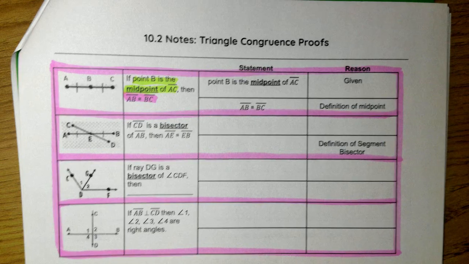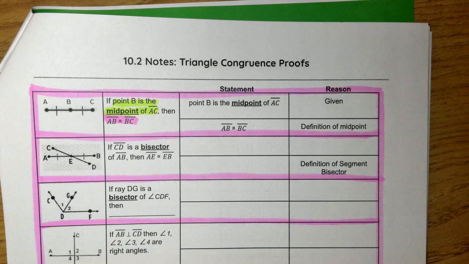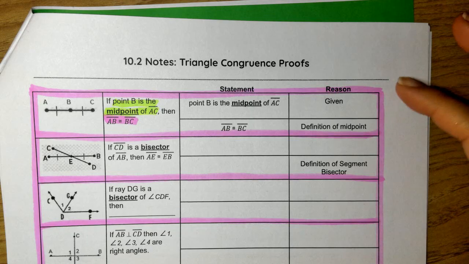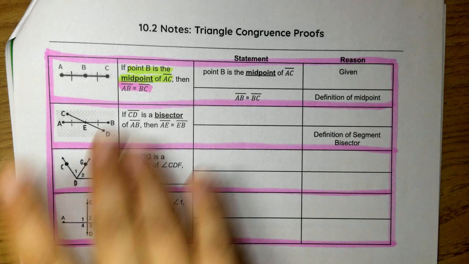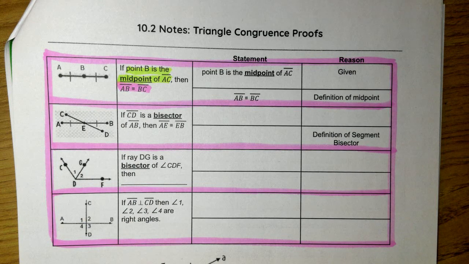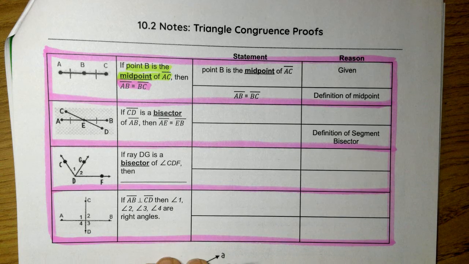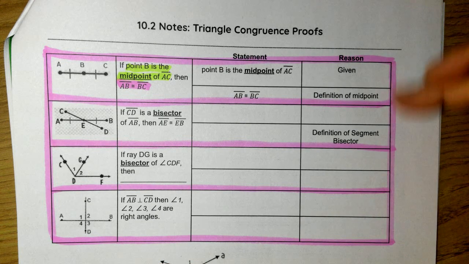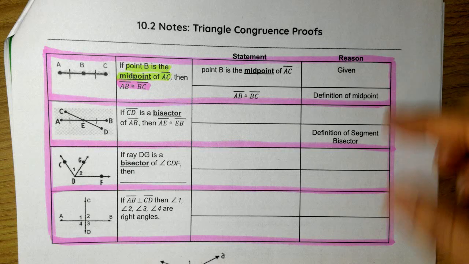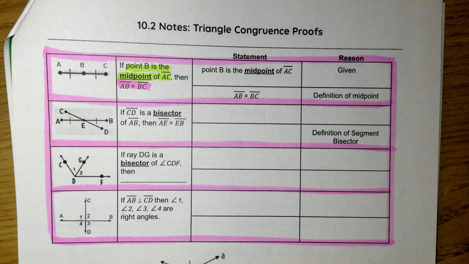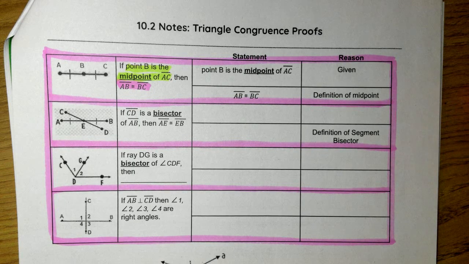Alright guys, today we are going to be working on our 10.2 notes, which will go over triangle congruence proofs. Looking at this table given to us, we have some diagrams that are provided, we got some statements, and then we have reasons. So I went ahead and already divided mine up just to make it a little more clear to see what I'm looking at. And I kind of already started the first problem.